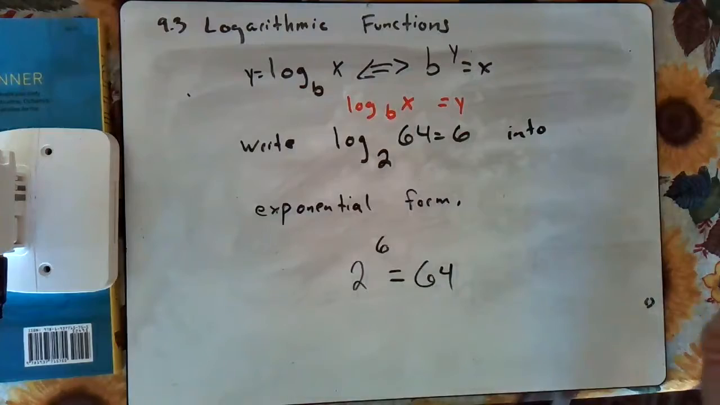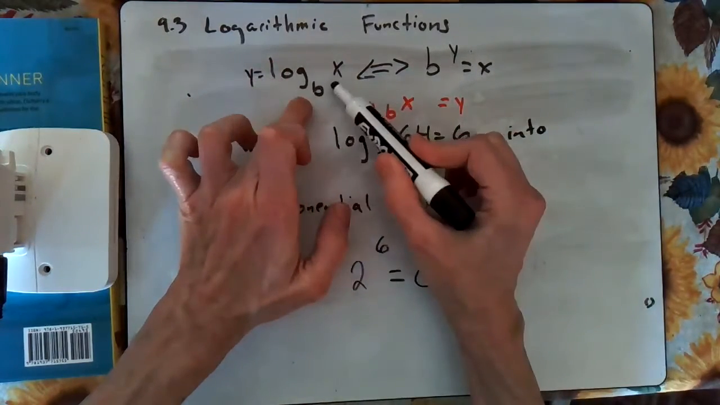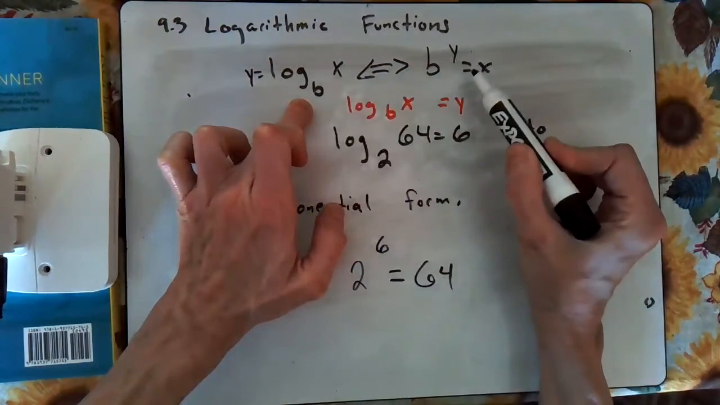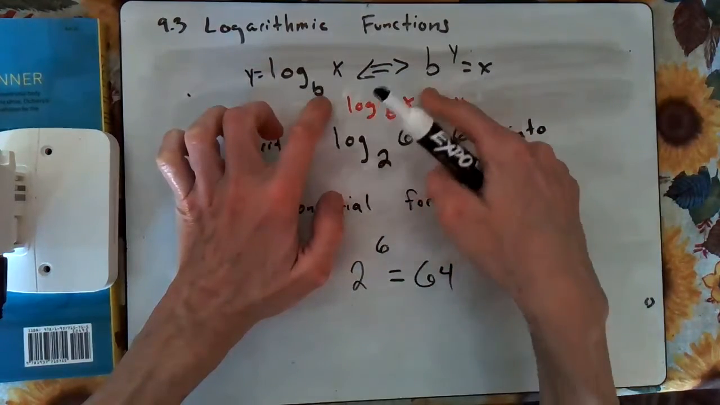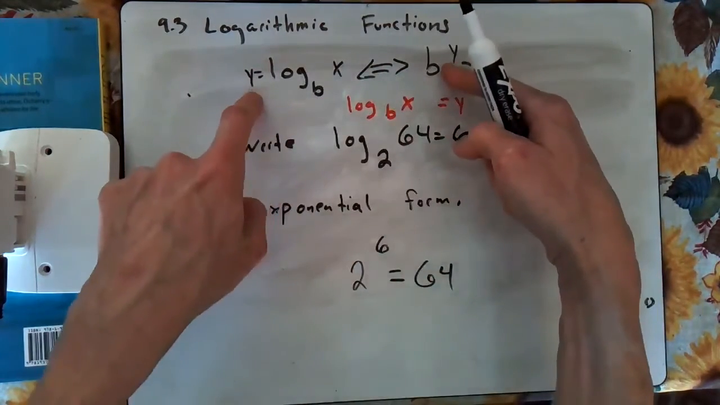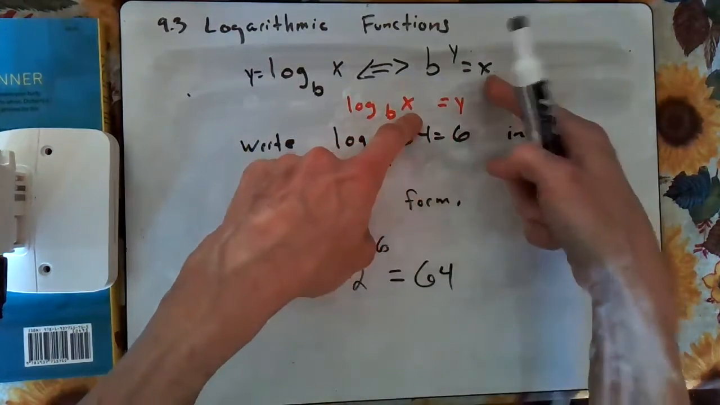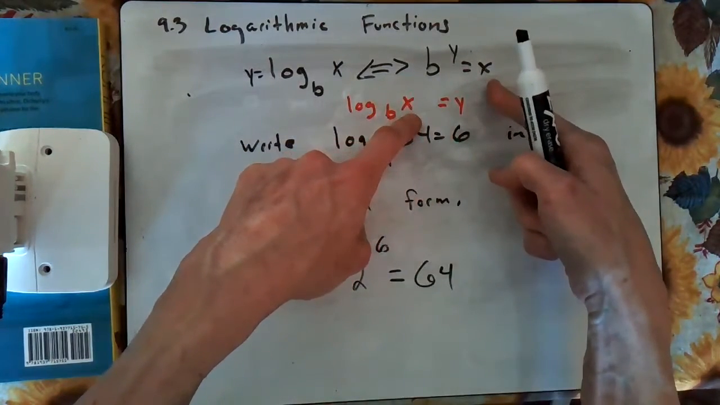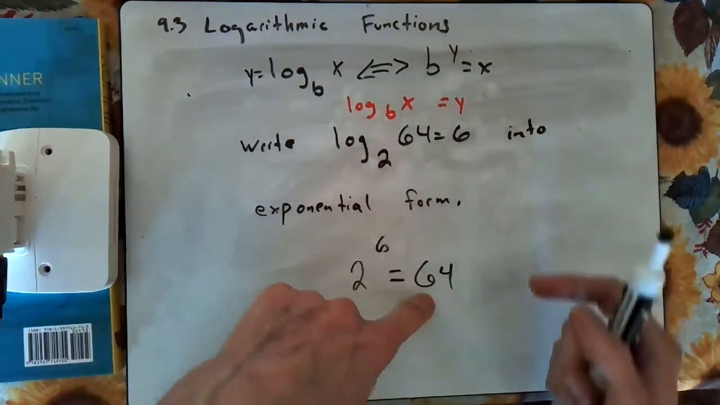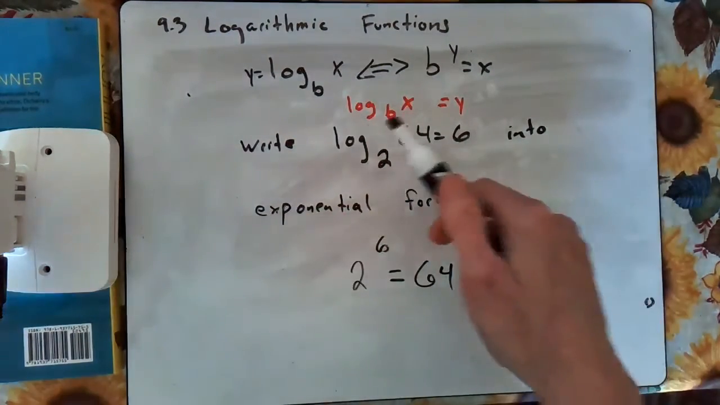Again, where am I getting these numbers from? You're just comparing the formula. We're going from this form, log form, to exponential form. You just match the b's with the b's. The b in this case was 2. The y with the y's. The y was 6. And the x with the x. What was x in this instance? It was 64. And that makes sense, right? 2 to the 6th equals 64.